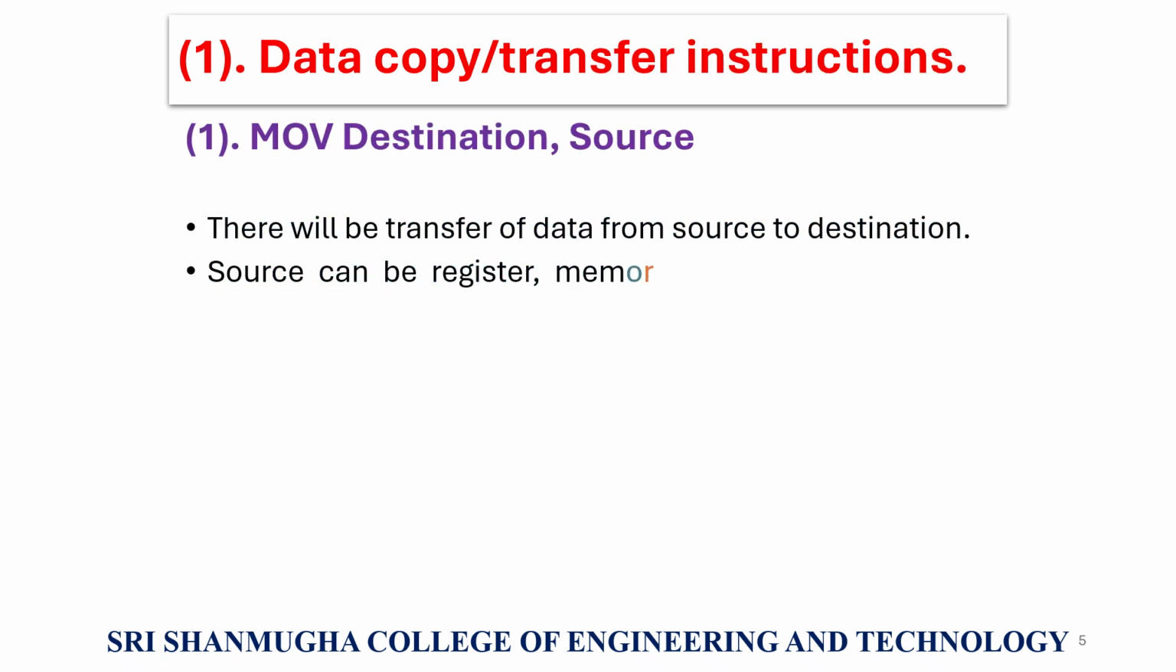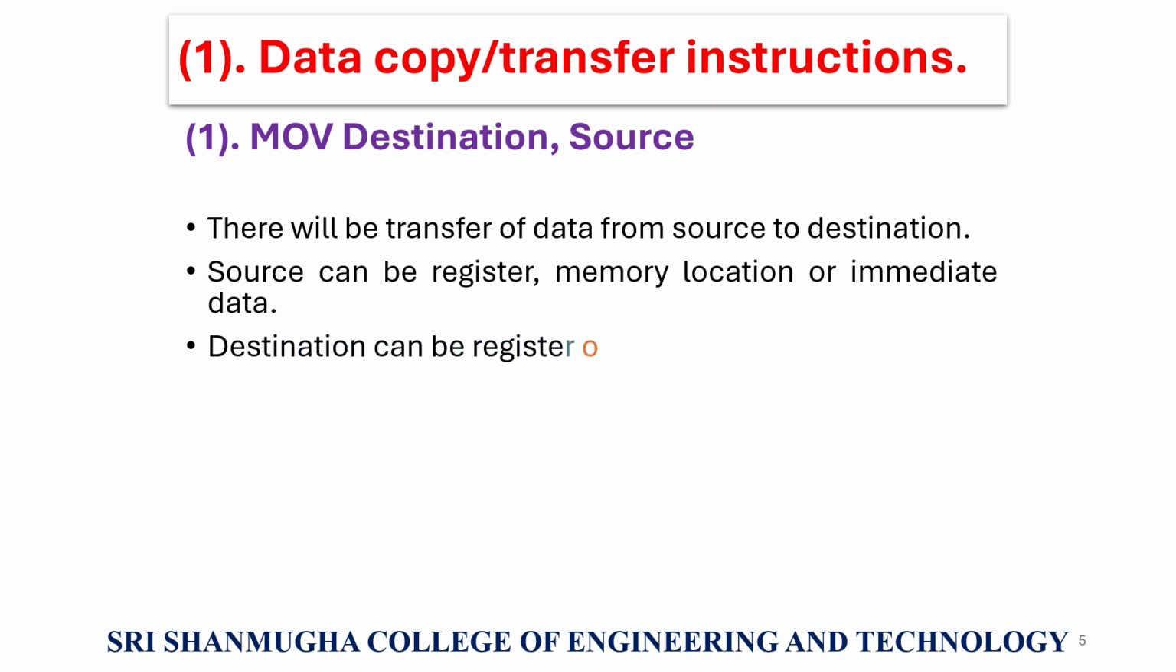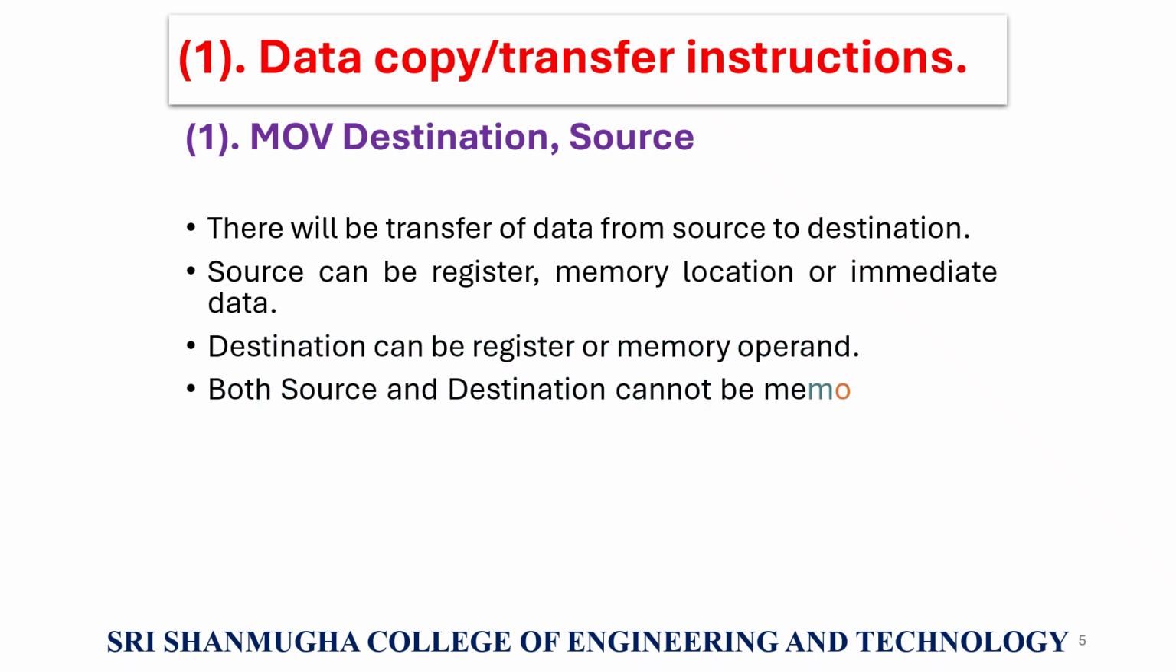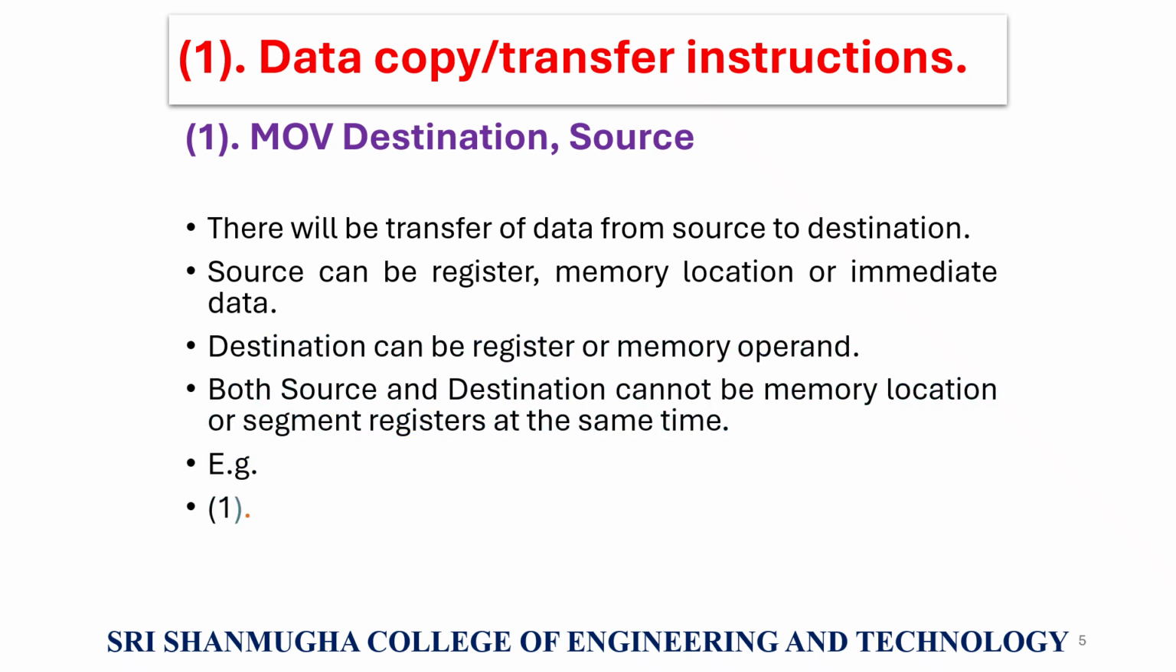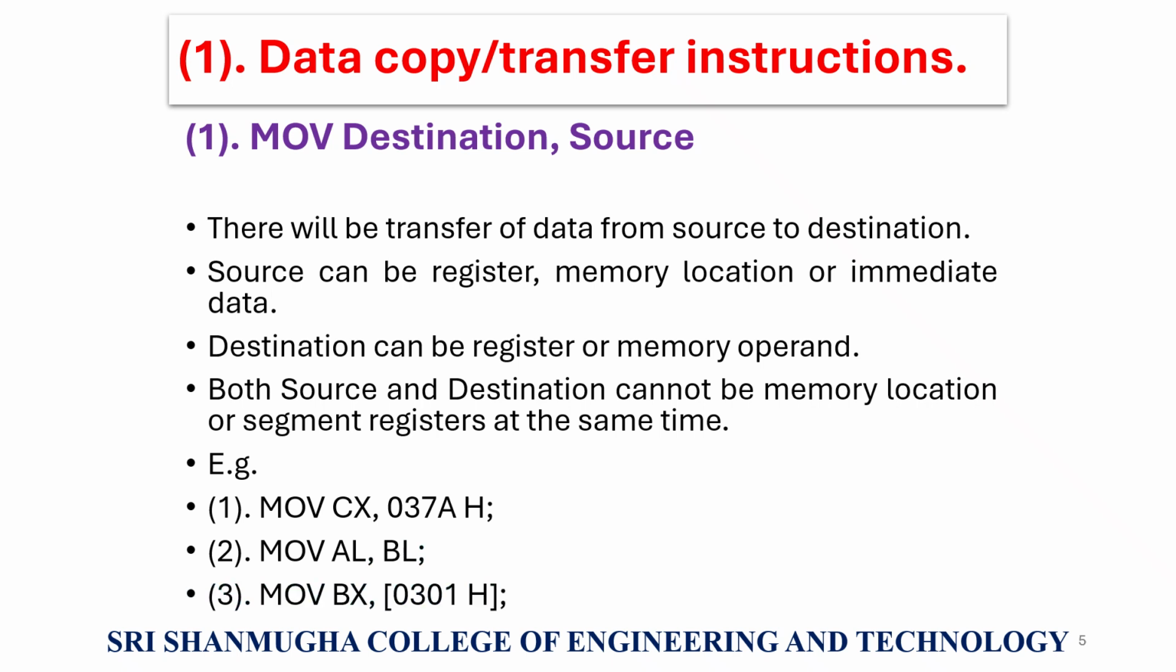Why we call it data copy or data transfer: when we perform these kinds of operations, we write it as move. Move actually refers to transfer, right? But what actually happens is that the content present in one particular location will be copied and stored in another location. So we can call it either a copy or a transfer instruction. The general format for the data transfer instruction is move destination comma source.